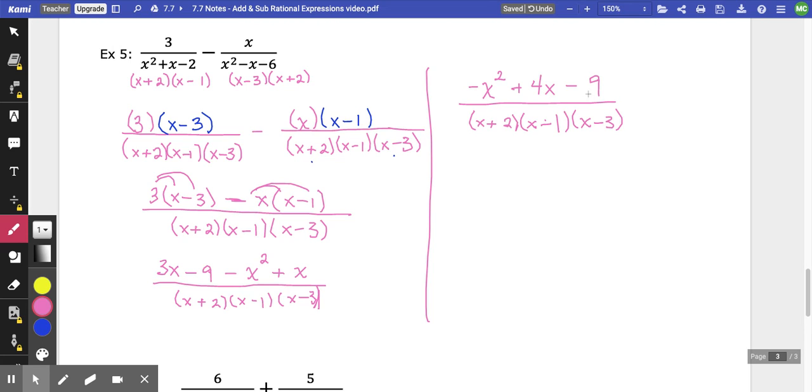Okay, with that numerator, I would want to factor it if possible. The only thing I could really do here is factor out a negative 1. Since there is no negative 1 and there are no quadratic factors in the denominator, irreducible quadratic factors, then I'm not going to be able to reduce this at all, so I can just leave it like this.